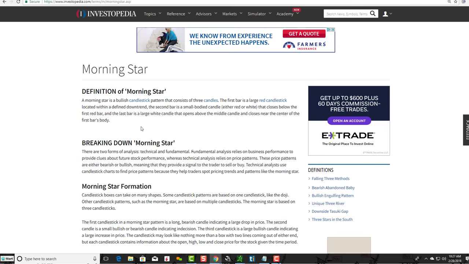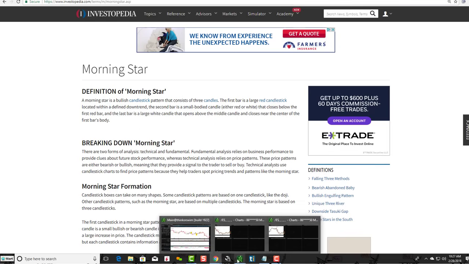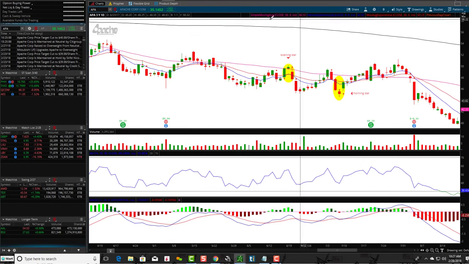So let's look over here at some real world examples. Here's a chart of APA, and as you can see right here, there's a long red candlestick, price is falling, a small red candlestick here, a small bodied candlestick. Then this green one is a longer bodied one that opened above this small candlestick and at least halfway into the center of the first candlestick. So this is a really nice looking morning star pattern.